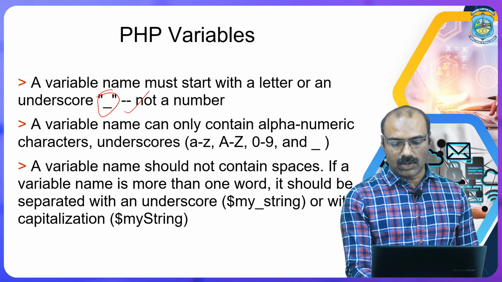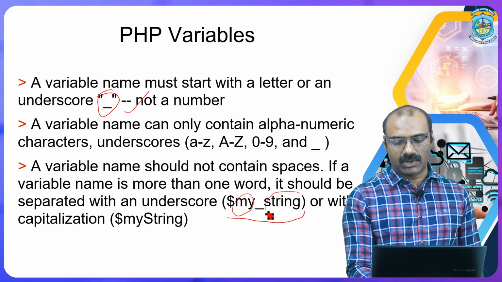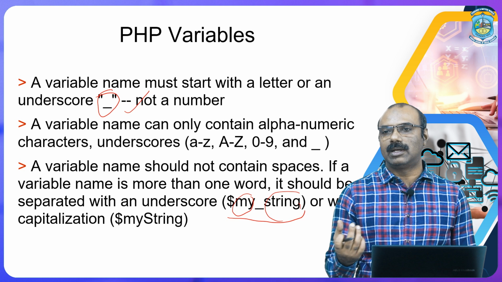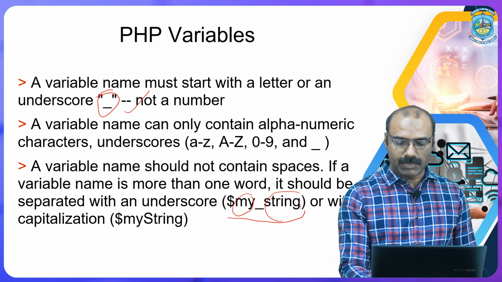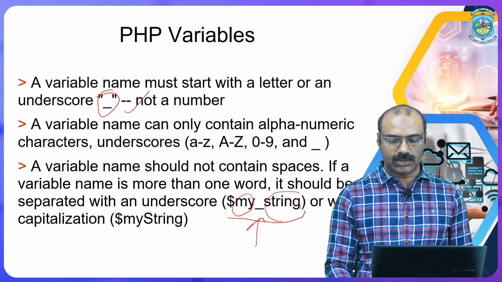If a variable name is more than one word, it should be separated with an underscore. Like you can see $myString. So my is a word, string is a word. If you want to define your variable with two or more words, it's better to use a connecting symbol like underscore.